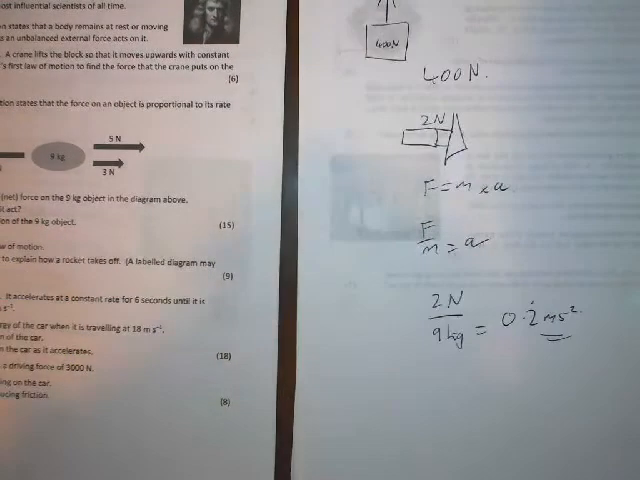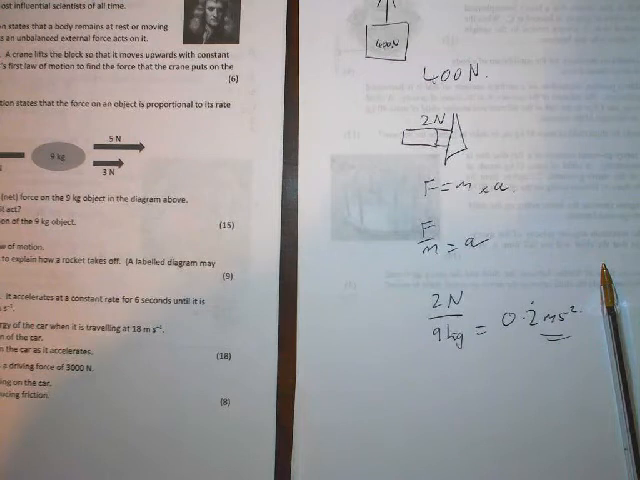Okay, state Newton's third law of motion and use Newton's third law to explain how a rocket takes off. A labelled diagram might help in your answer. So Newton's third law states that for every action there is an equal and opposite reaction, or that if a body A exerts a force on body B, B will also exert an equal and opposite force on body A.